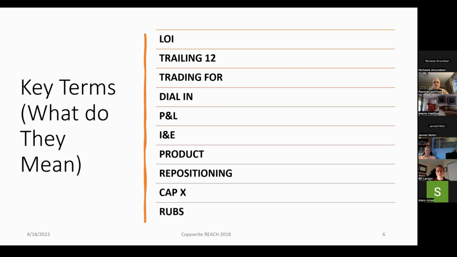Okay. Trading for means it's a term that we use to say what properties in the area are selling for. And you are going to hear people tell you a couple of things. They're either going to tell you a cap rate, or they're going to tell you what something is selling for per door, meaning per unit. And so when you ask somebody what things are trading for in the area, you're asking them to tell you either the cost per door or the cap rates, those kinds of things.